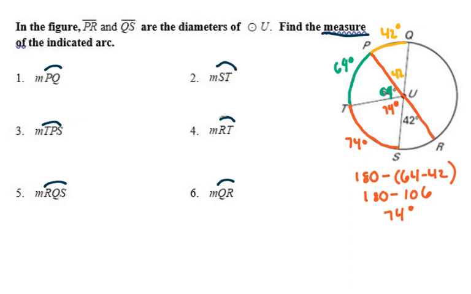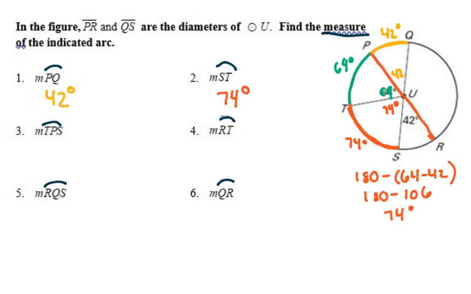Now that I have some of these figured out and calculated, let's take a look at the questions that we have. The first one is asking for PQ. PQ we found already right here, and PQ is equal to 42 degrees. Number 2, we're looking for ST that we just calculated by using the idea that a semicircle is equal to 180 degrees. So I got the measure of arc ST to be equal to 74 degrees.